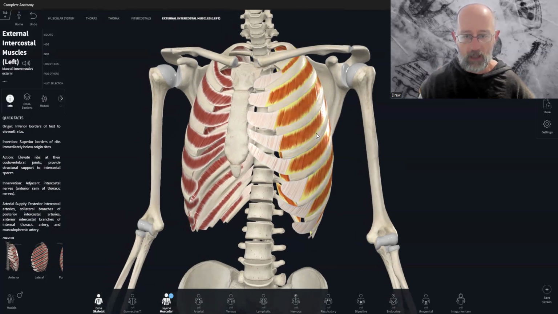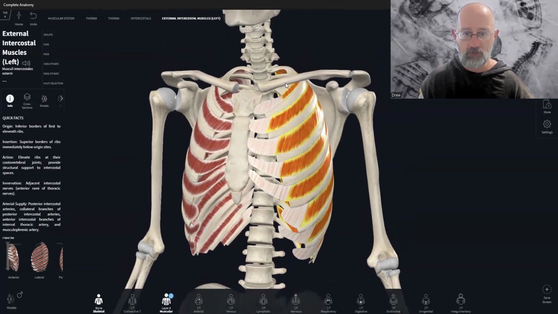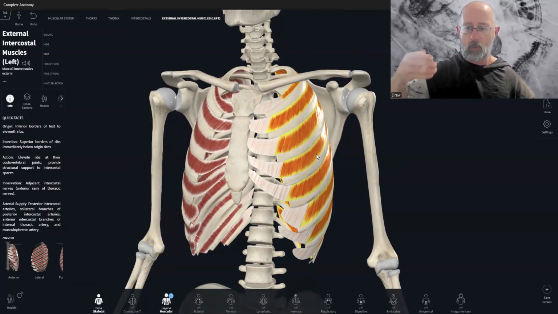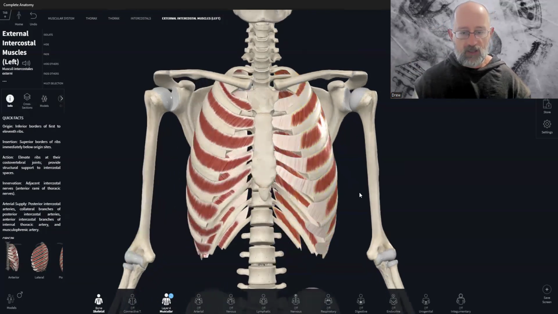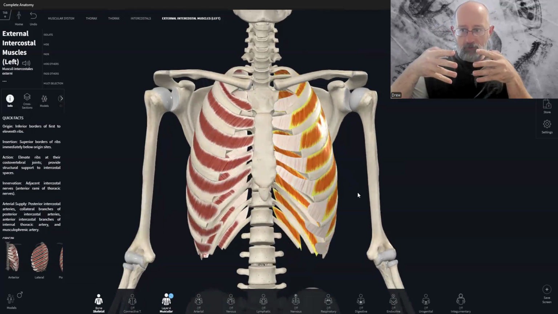And so what happens is that the external intercostals are going to pull the bottom rib up. So the one below is going to pull up. The first rib is not really going to move much. It's fairly stable. And then it's going to pull the second rib up, and then the third rib is going to be pulled up, the fourth rib, the fifth, etc. So what that does is it basically elevates each rib and creates more space between each rib. And so what happens is you get this spreading of the ribs.